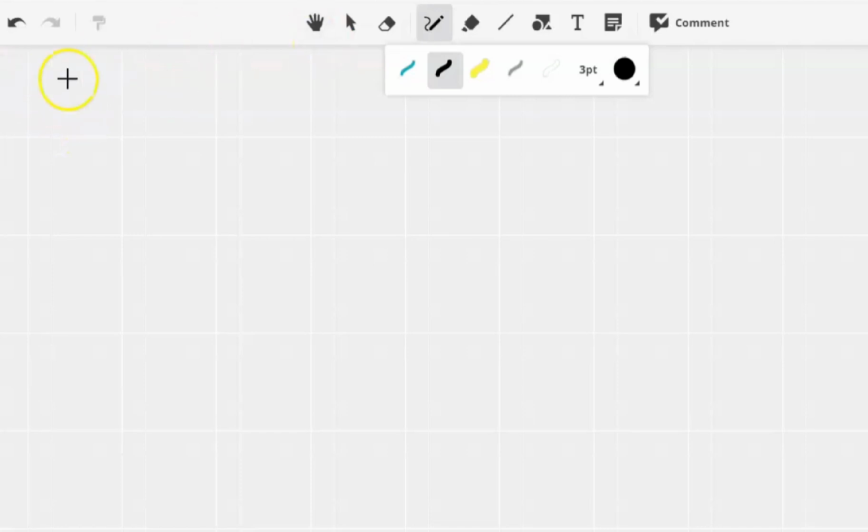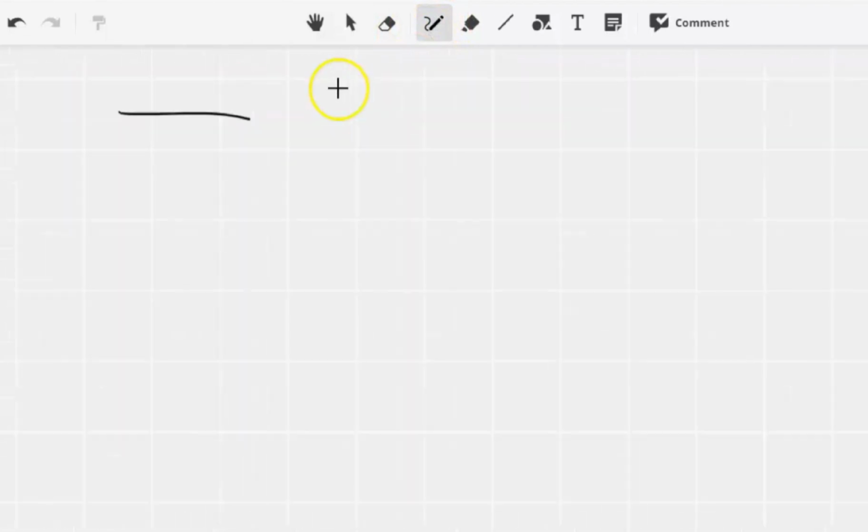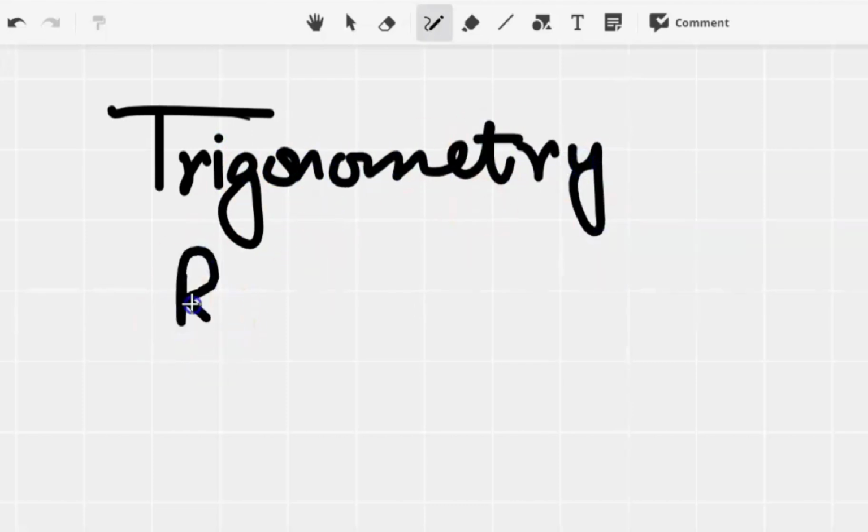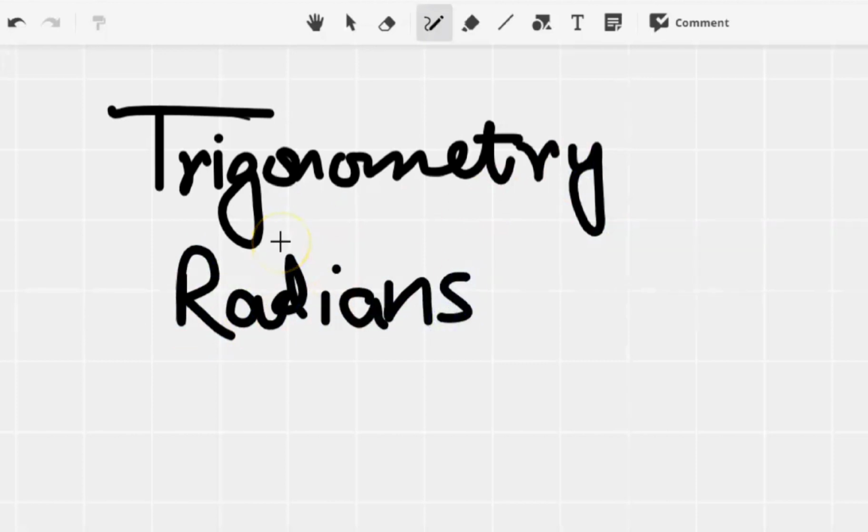Okay, in today's lesson we are going to start with trigonometry, and in trigonometry we are going to look at radians. Radians are basically a unit to measure angles. You already know how to measure an angle in degrees, so I'm going to tell you how to convert radians into degrees and degrees into radians.